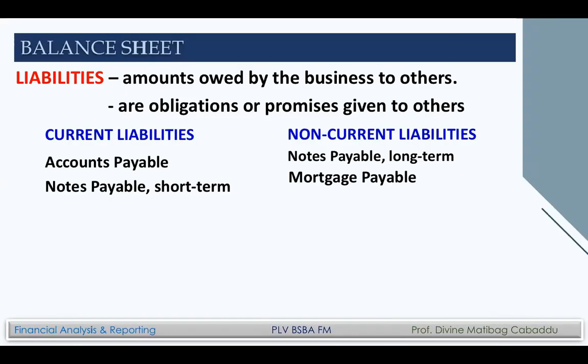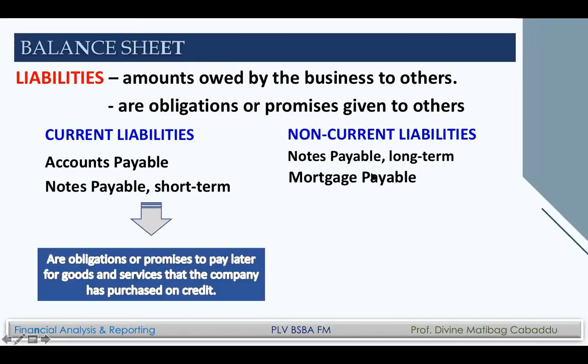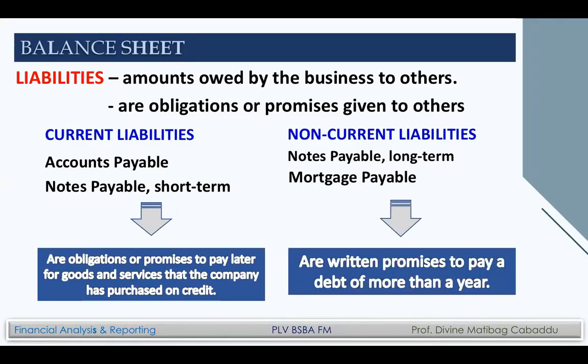So kung yung total assets, meron siyang current assets and fixed assets, ang liabilities naman, merong current liabilities, and non-current liabilities are also known as long-term debts. Alright? So pag sinabing current liabilities, these are obligations or promises, okay, for the goods and services that your company have purchased on credit. So kayo yung may utang, babayaran nyo within a year. Okay, what about non-current liabilities? These are naman written promises to pay debt of more than 1 year.